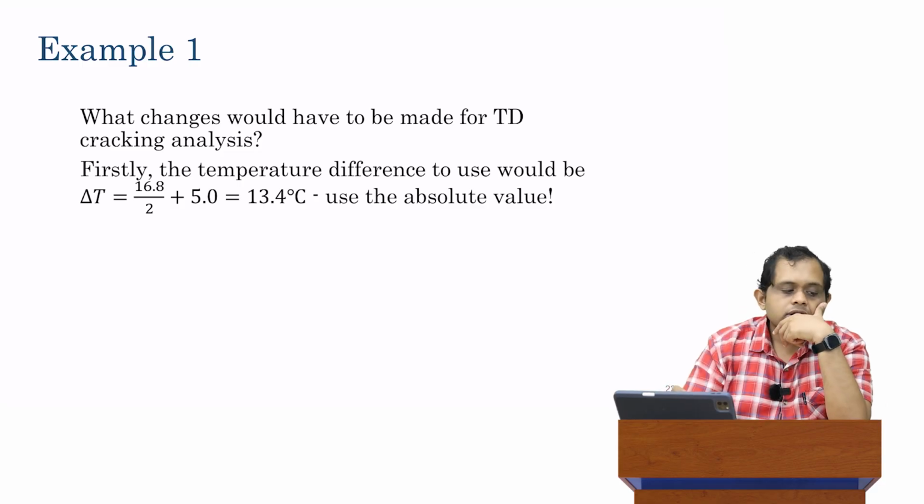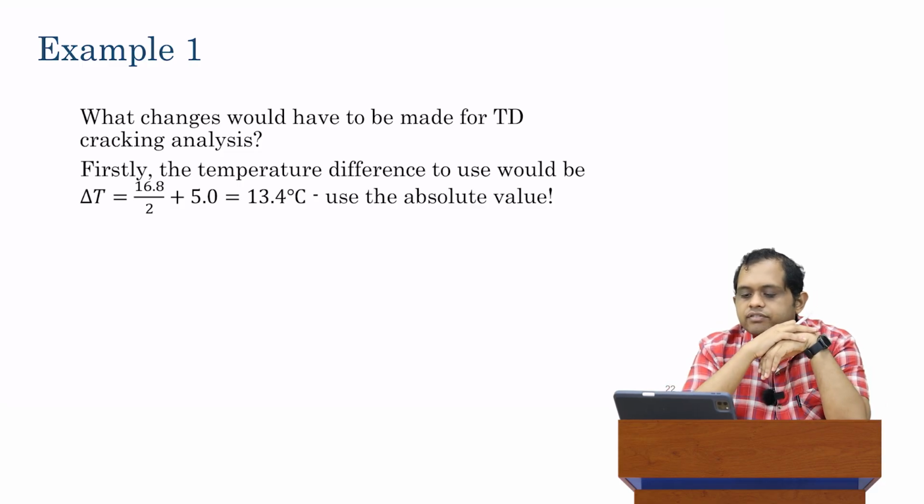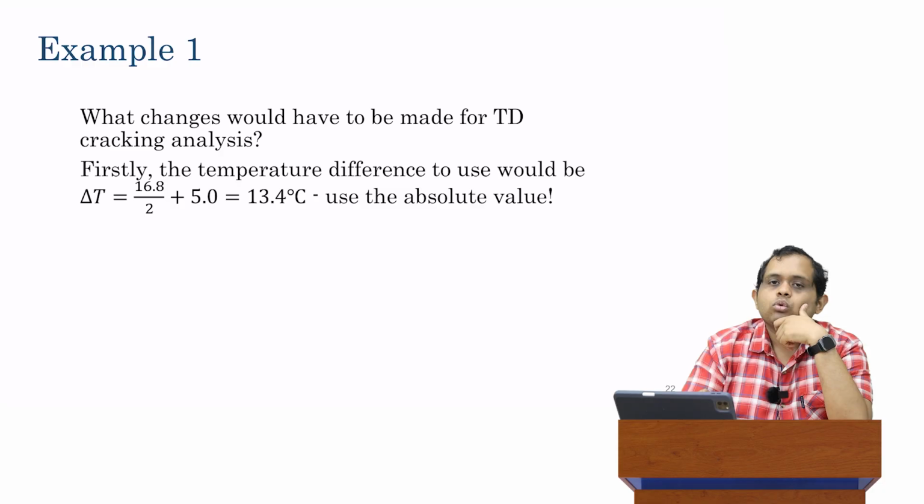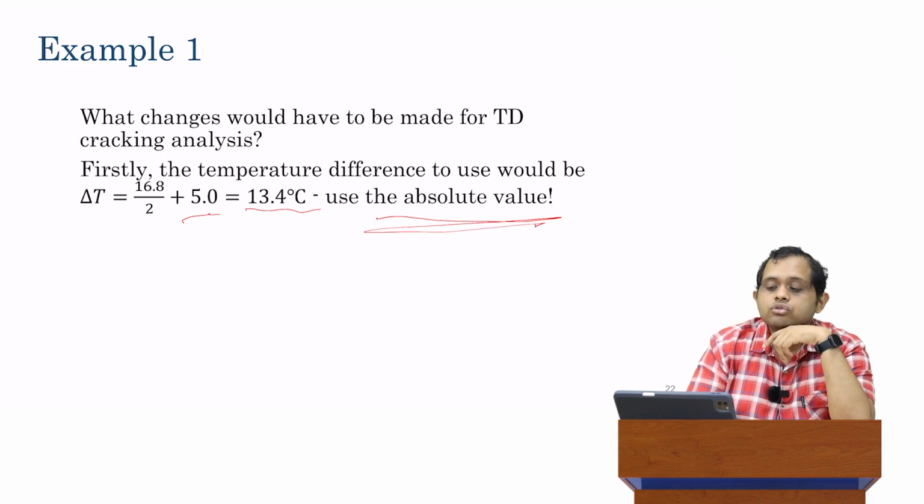Okay. Now, that's the entire example. Suppose I asked you to do it for top-down cracking. I'm not doing it for top-down cracking, but I'm leaving this to you as an exercise to do on your own. If you had to do this for top-down cracking, what would change? Firstly, the temperature difference to be used would be 16.8 divided by 2 plus 5. So that's going to get you 13.4. Do not use the negative sign. Use the absolute value. So if you're using top-down, you don't use 16.8 as delta T, use 13.4.